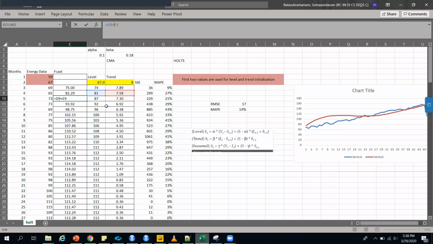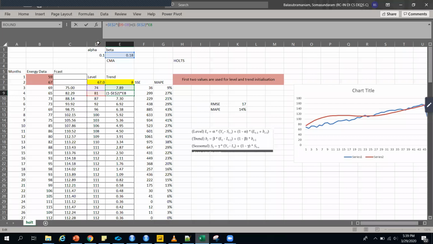Now let's see how this level is calculated. The level is a simple exponential smoothing kind of forecast. It uses the same alpha value and the 1 minus alpha value: alpha times the previous month's actual data plus 1 minus alpha times the previous forecast. That is the level. Now what is the trend? For the trend there is another hyperparameter called beta. E2 is the beta value, and it is D9 minus D8.